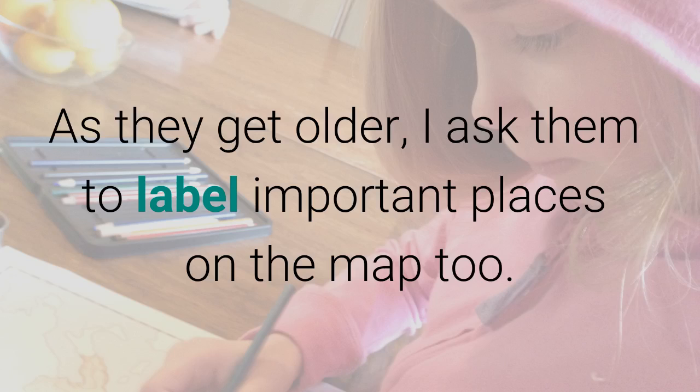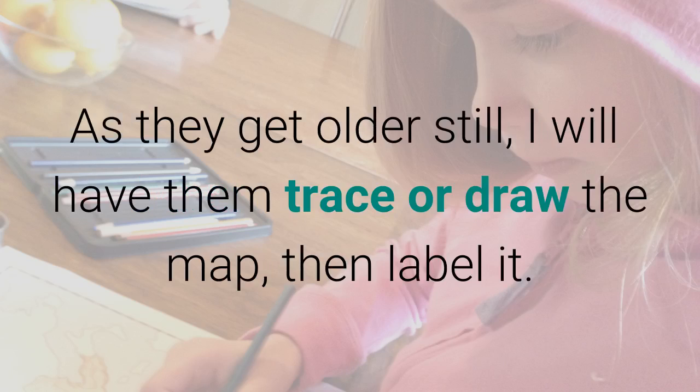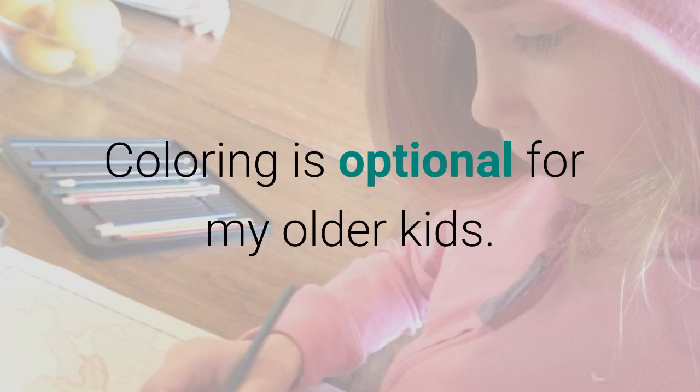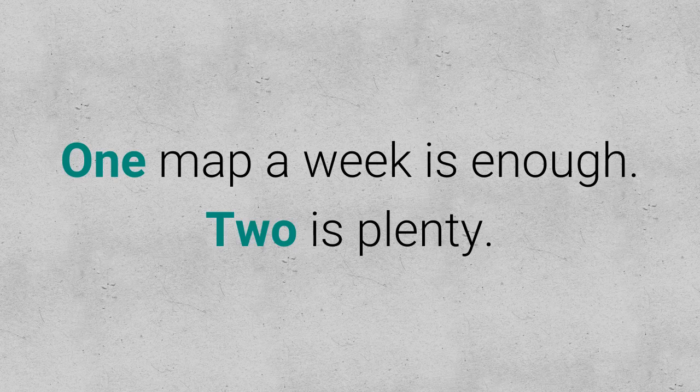As they get older, I ask them to label important places on the map too. As they get older still, I will have them trace or draw the map, then label it. Coloring is optional for my older kids. Not all of them enjoy coloring. One map a week is enough, and two is plenty.